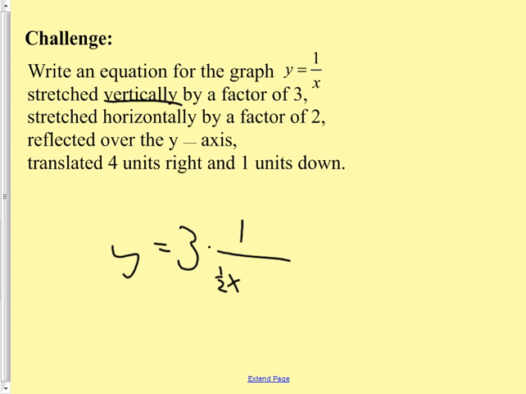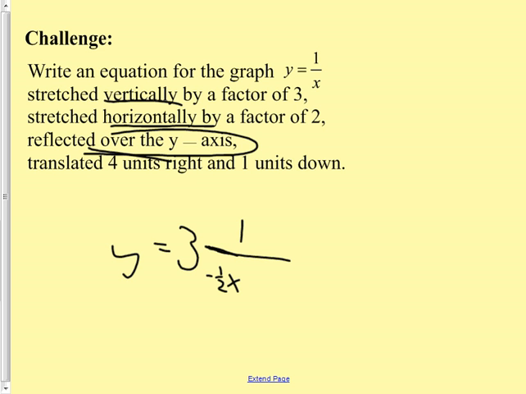Counterintuitive, yes. The stuff on the inside is counterintuitive. Now I have a half on my x. Now that's all good. Okay, next thing. I've got that done already. Reflected over the y-axis. How am I going to do that? Negative where? On the inside or outside? On the inside. So that also needs to go in there.